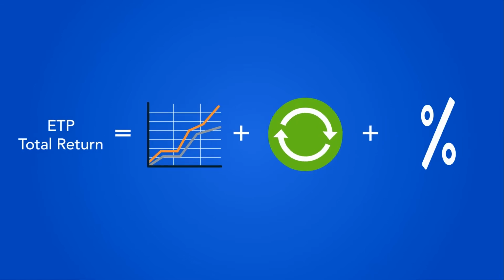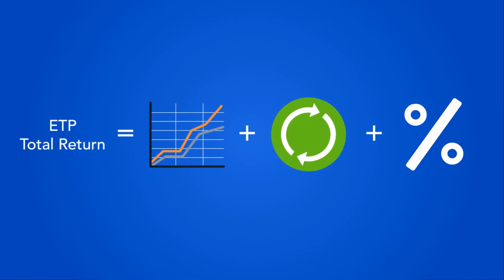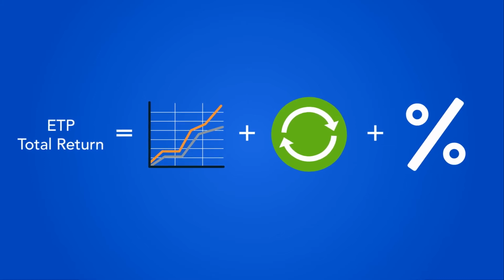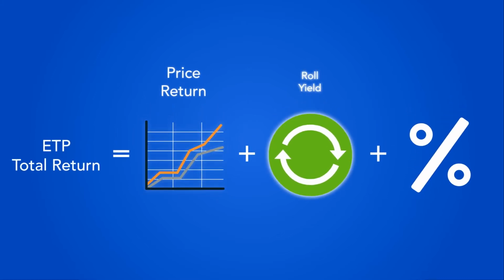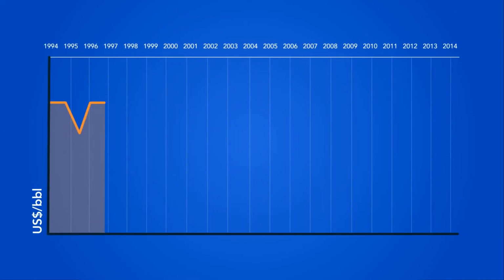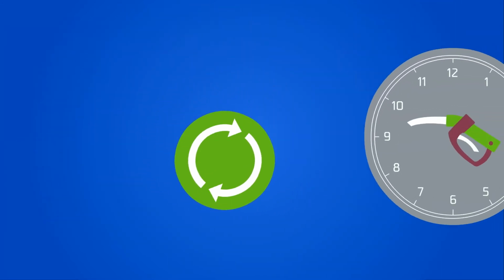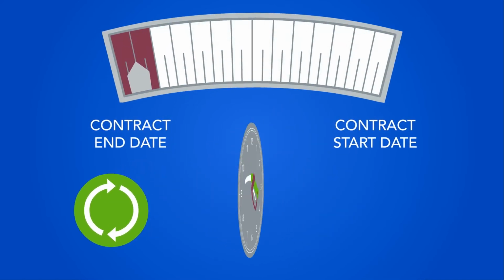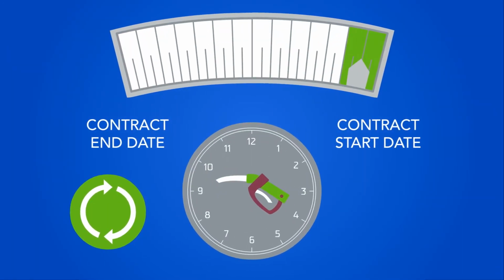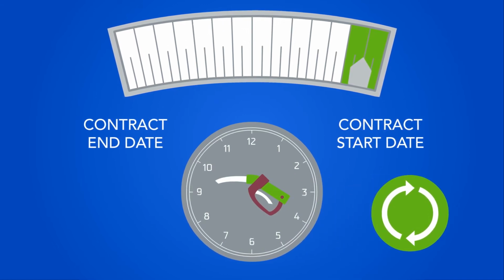An ETP's price reflects what's known as a total return exposure to the underlying oil futures investment after fees and costs are deducted. This total return has 3 components. The price return reflects price movements in the underlying futures contract. The roll yield is the loss or gain caused by reinvesting or rolling a futures contract that's nearing expiry to a longer dated one. Rolling is necessary for an oil ETP to maintain constant exposure to oil prices.